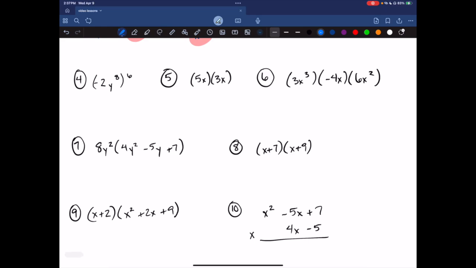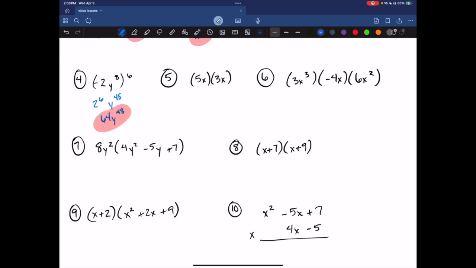Okay, on number 4, I'm going to apply the power of 6 to the negative 2 and the 8. And yes, because the negative is inside, that's going to be a positive. But let me do this in 2 steps. It's going to be positive, so this is going to be positive 2 to the 6. And when you raise the power to the power, you multiply. So this is going to be 8 times 6, which is 48. And then 2 to the 6 is going to be 64, y to the 48. Okay? So you have 2 to the first is 2, 2 squared is 4, 2 cubed is 8, so on and so forth. You keep doubling until you get to the 6, and you get 64 for that.